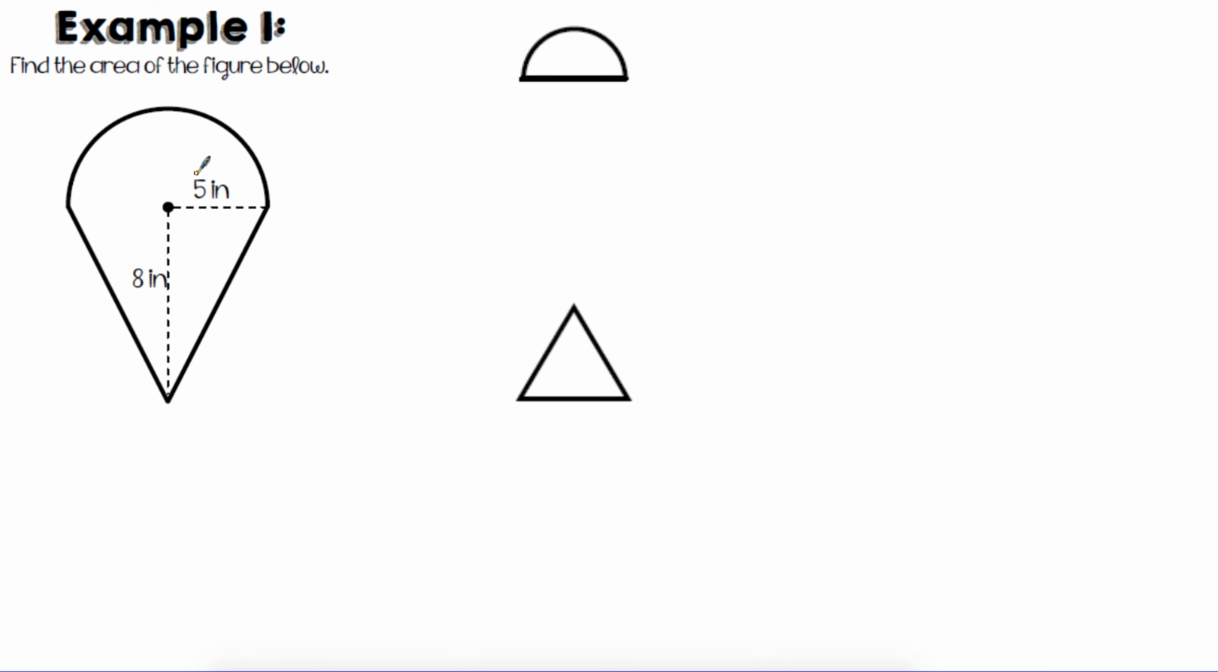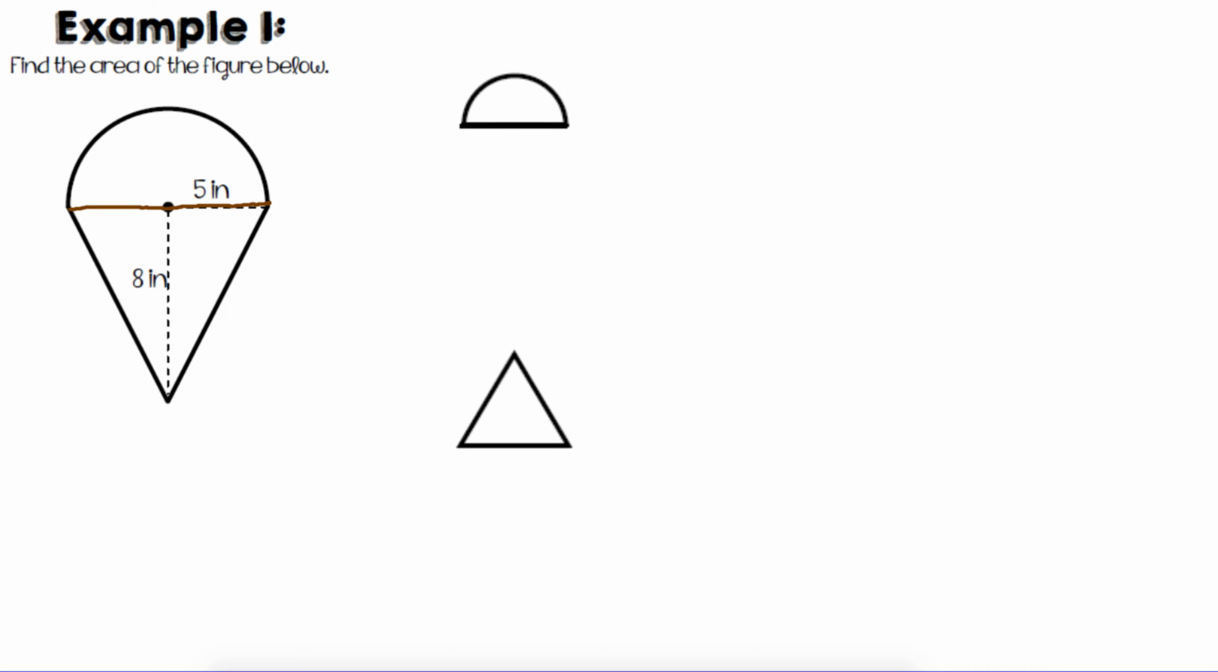So here we go. I have an ice cream cone. Okay, an ice cream cone's not actually a real geometric shape. But if we look, the ice cream cone is made up of a half circle and a triangle. So what I need to do is figure out what the area of this half circle is, and I need to figure out what the area of this triangle is.